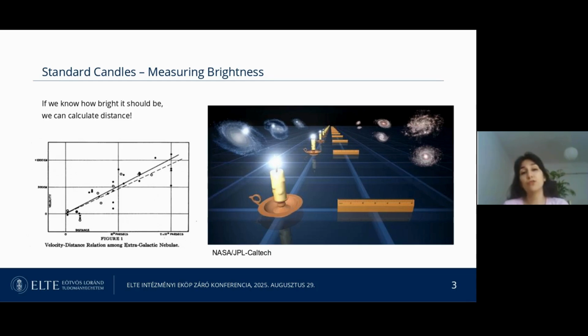Okay, astronomers use two key tools to measure cosmic distances. The first one is standard candles. These are objects whose intrinsic brightness we believe we know very well. So by comparing their apparent brightness, we can determine how far they are. One of the most famous standard candles is type 1a supernovae.